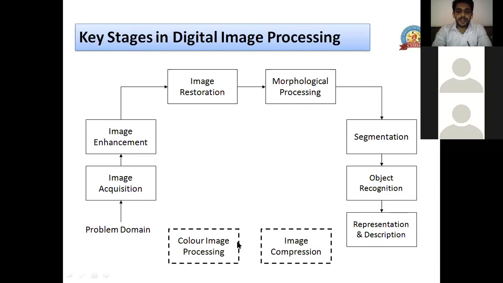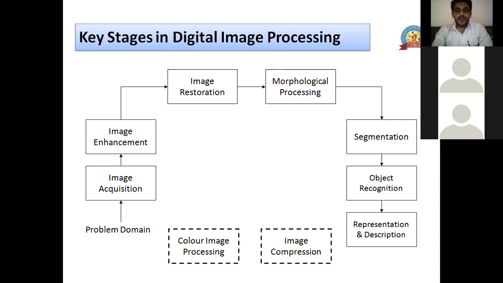Now, image compression and color image processing are kept separate, not in this cycle. It is because their applications are completely different. For example, image compression is used to store the image and also to transfer the image so that optimized use of bandwidth can be done. And color image processing is related to color images.